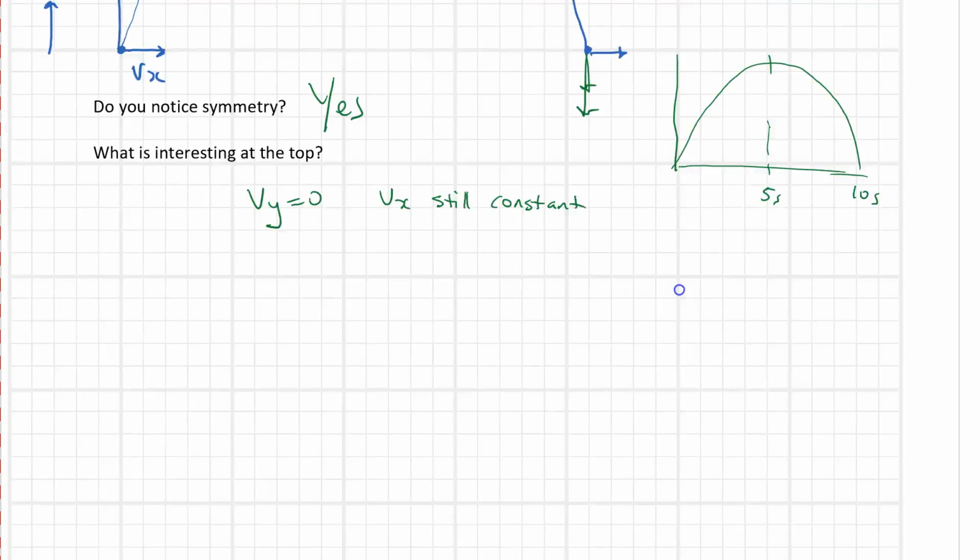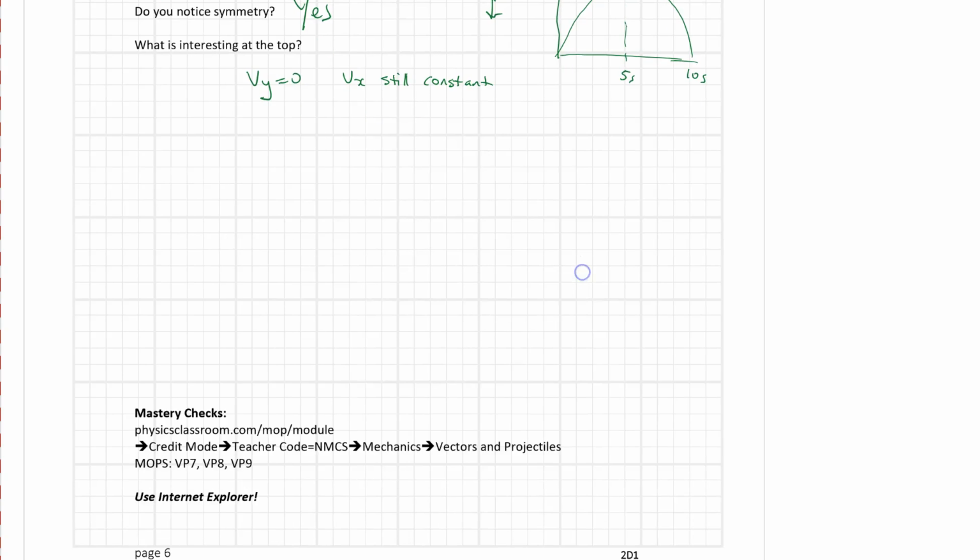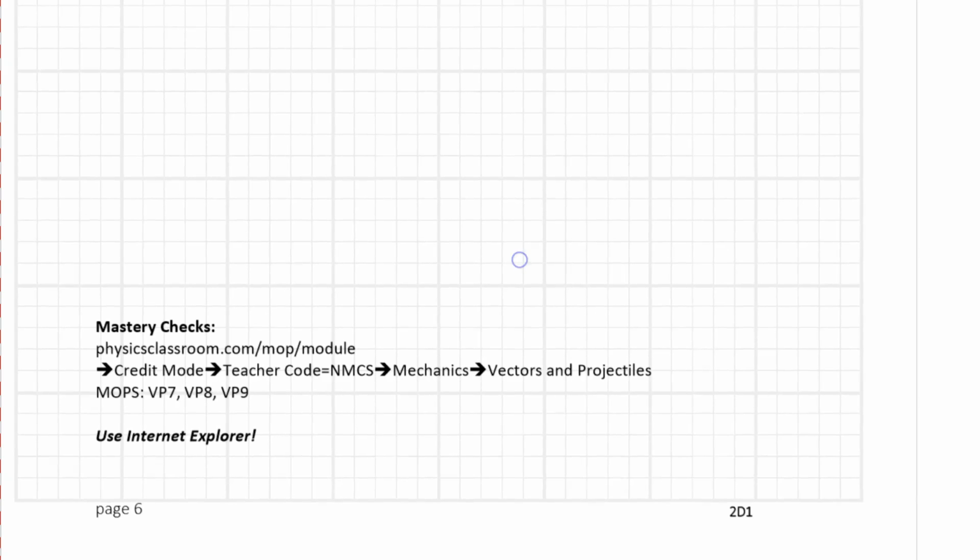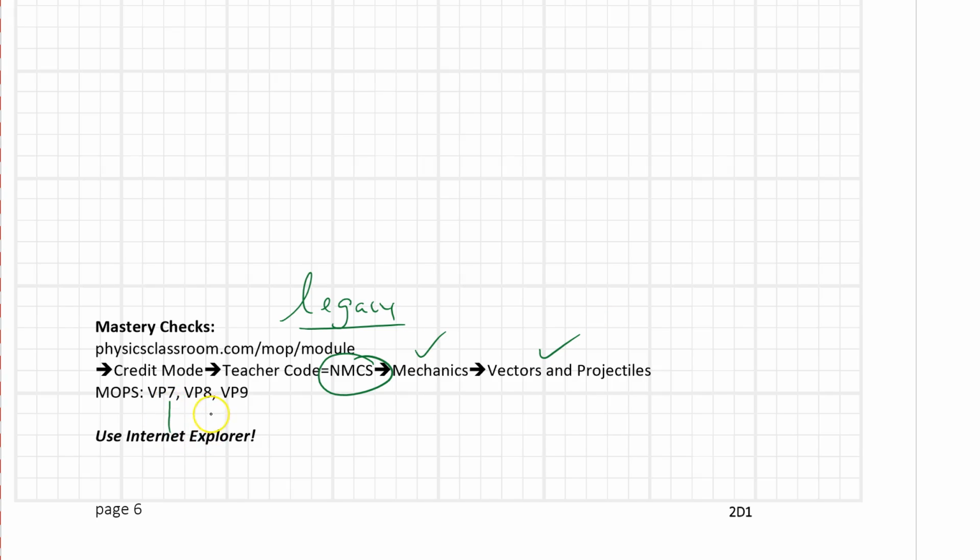Okay, so is that it? There's no in-class mastery check. You can do the MOPs, VP7, VP8, VP9, and just a reminder, you go to physicsclassroom.com/MOP, and I think it's called Legacy MOPs. You want to do it for credit mode. The teacher code is NMCS, and your student code is the one you've been using consistently. Then under mechanics, vectors and projectiles, so this would be sublevel 7, 8, and 9.